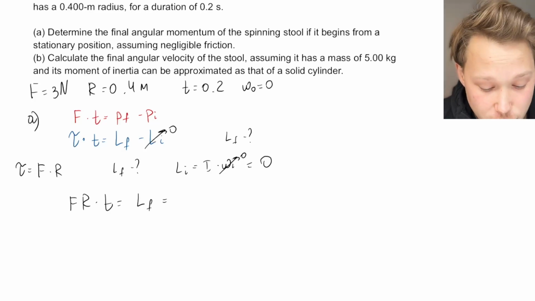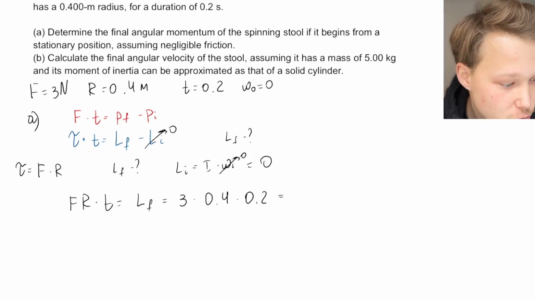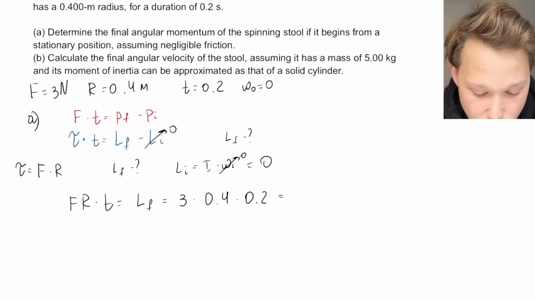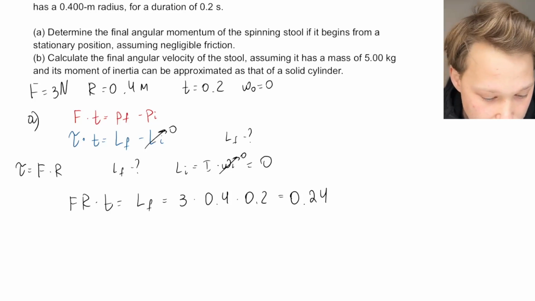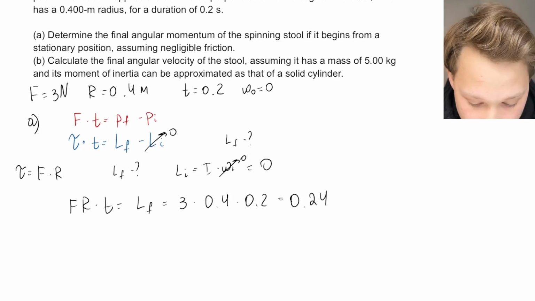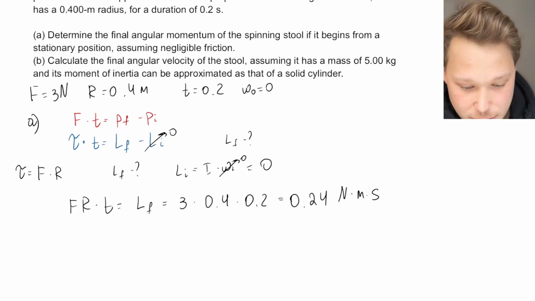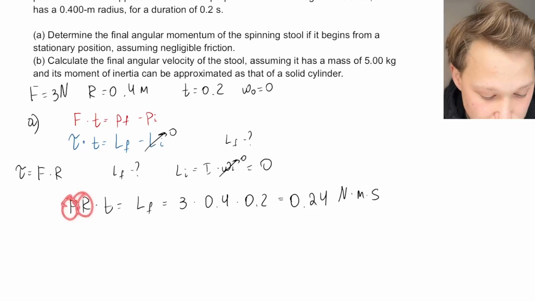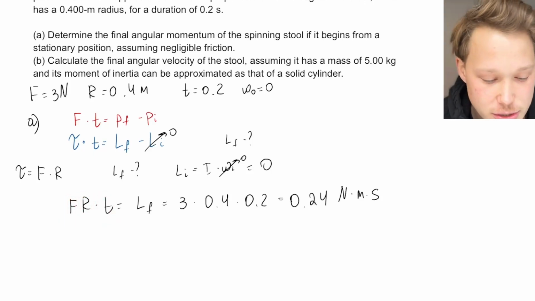So plugging all of these units in, force is 3, R is 0.4, T is 0.2. So therefore, we have a final answer of 0.24 in the units, right, of newtons times meters times seconds. Great. Right, because again, we have force times meters times seconds. So again, angular momentum doesn't have any special units.